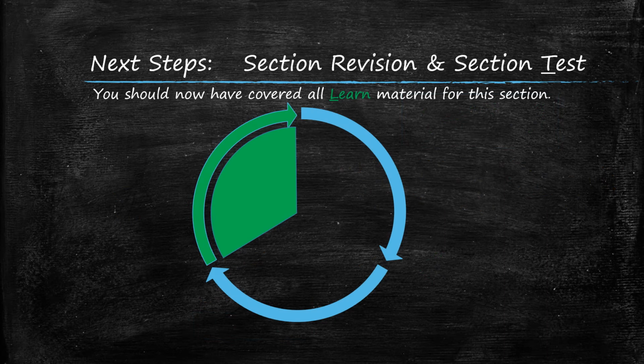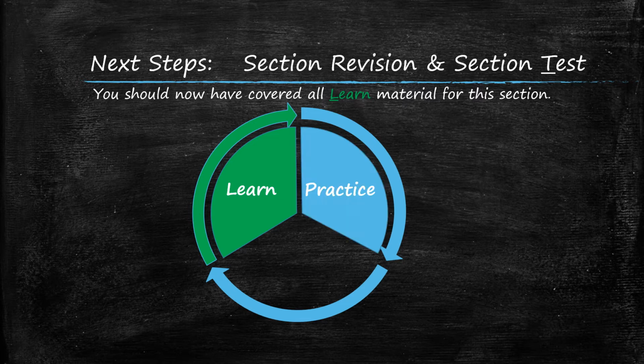Next steps, section revision and section test. So by now you should have covered all the learned material for this section. You should have stepped through each individual topic's learned material, watching the videos or reading the text to learn about the skills within that topic. You should have stepped through the practice for each topic and continued the practice until you mastered the skills for each individual topic, and you've just completed the exam prep topic for this section. So what's next for you?